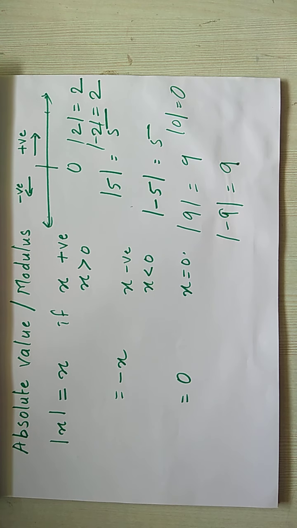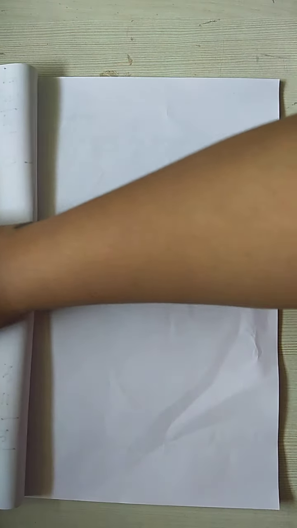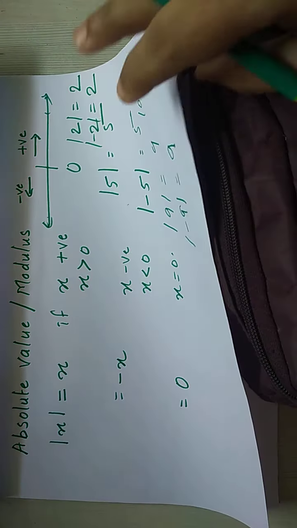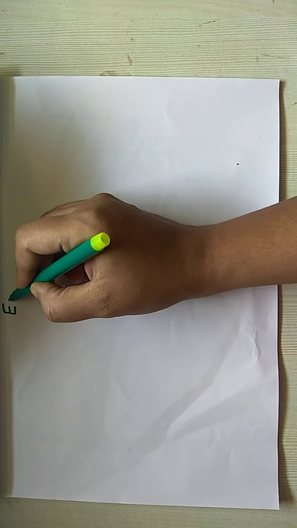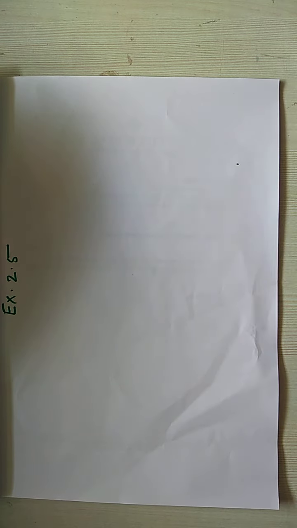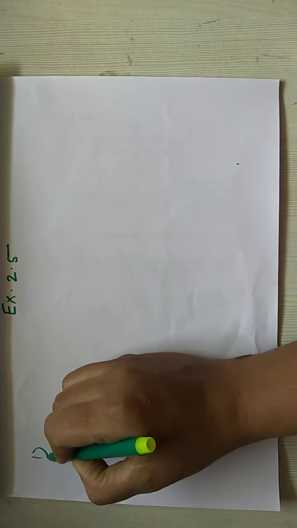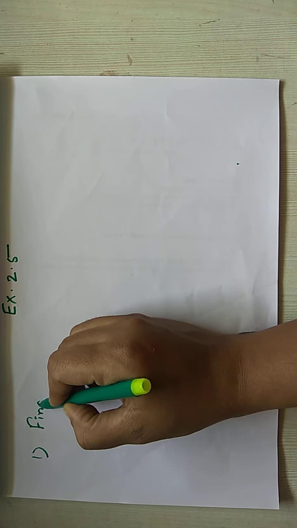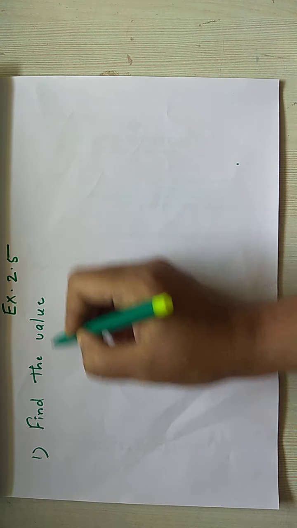The sums are also very easy. Without wasting time, we'll quickly go to exercise 2.5, the last exercise of this lesson, which has some very easy sums related to absolute value. You'll enjoy doing these sums, children. The first sum says find the value. Find the value, that means the answer.